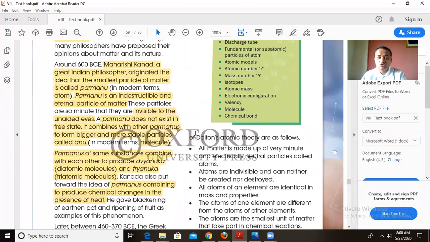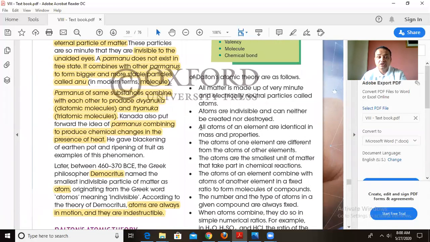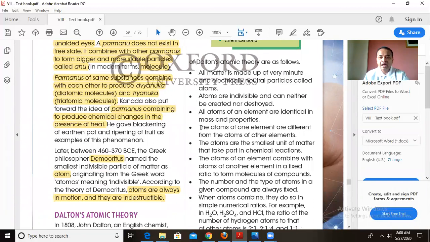Let us see the main postulates of Dalton's atomic theory. The first thing: matter is made up of very fine and minute particles called atoms. He said these minute particles are electrically neutral and they are indivisible. They cannot be created and they cannot be destroyed. You cannot divide them, you cannot create them, you cannot destroy them.